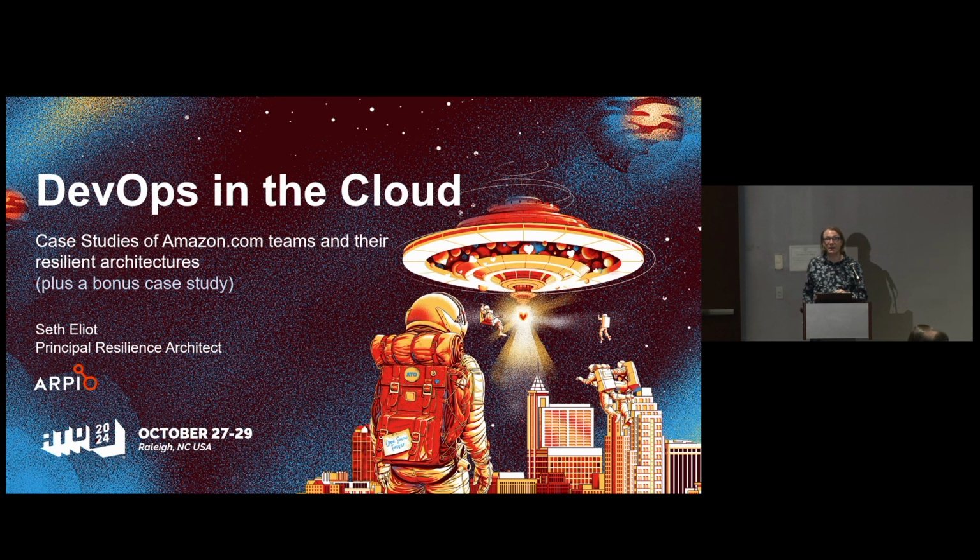My name is Seth Eliot. I'm currently the principal resilience architect with RPO, but I spent 14 years at Amazon. I was previously in AWS as the global reliability lead. And in that role and other roles across AWS and Amazon, I worked with hundreds, maybe more, of Amazon teams and their AWS adoption, AWS modernization. So I draw upon that to share these stories with you today.